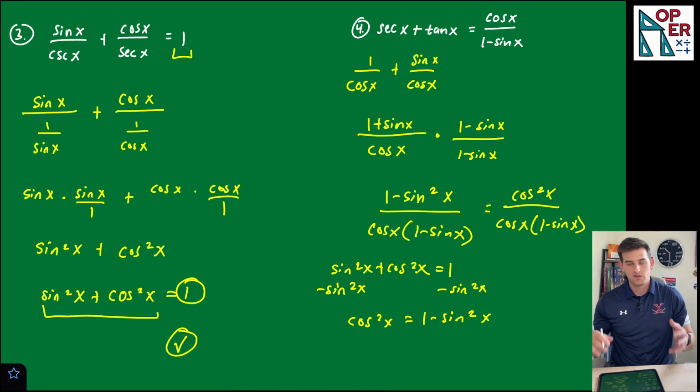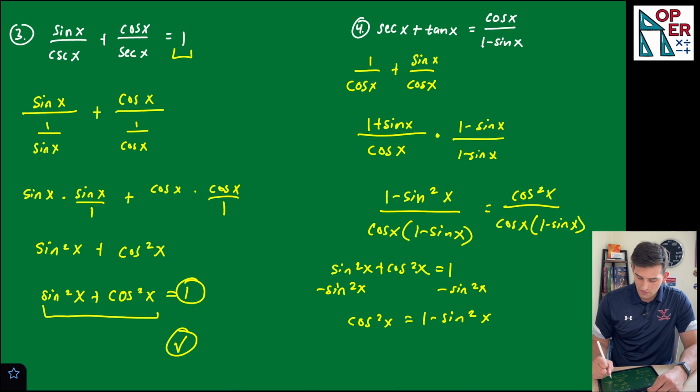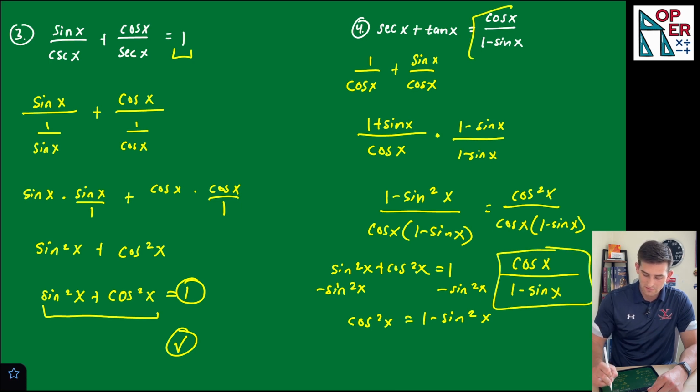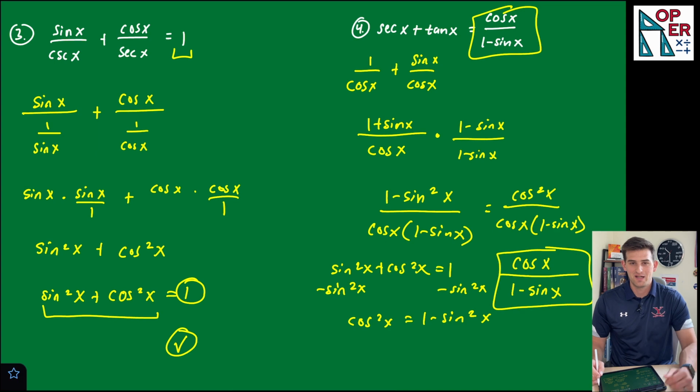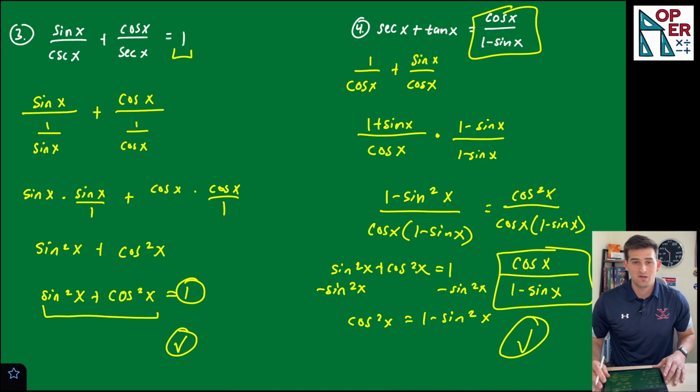And now notice I have cosine squared of x in my numerator, and I have one factor of cosine x in my denominator. So one of the factors in the numerator will cancel with my one factor in the denominator. So the numerator will become cosine of x, and my denominator will just be 1 minus sine of x. So we end up with this, and that is what we are trying to make the left side be equal to. So we have proved it, and we have now verified number 4. Okay, so that's how you can verify some trigonometric identities.